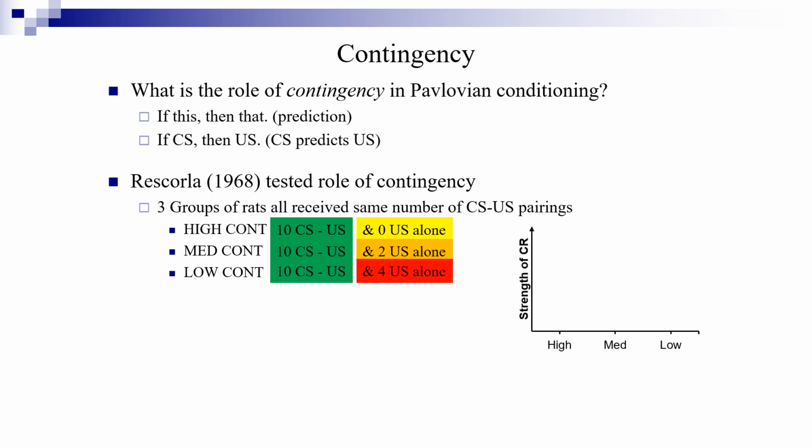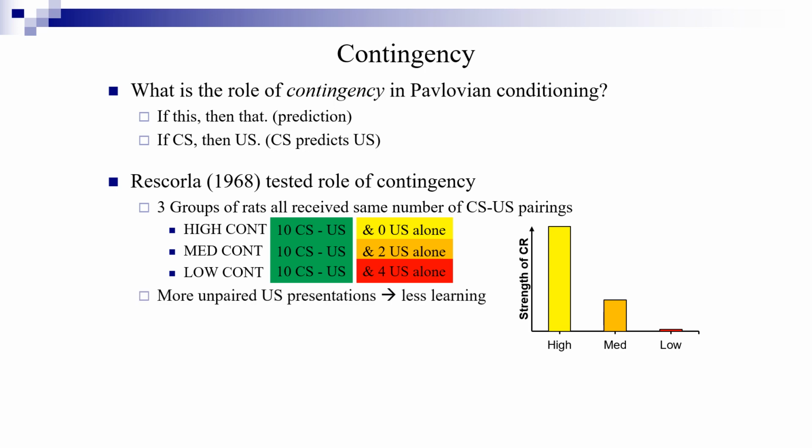Now here's the data that Rescorla recorded. As you can imagine, we're looking at strength of conditioned response, and we would predict that if contingency is important, the high contingency group should have more strength of CR, and that is what they found. They found a lot more strength in the conditioned response with the highly contingent group, and really no conditioned response with the low contingent group. So pretty much exactly what you would predict.